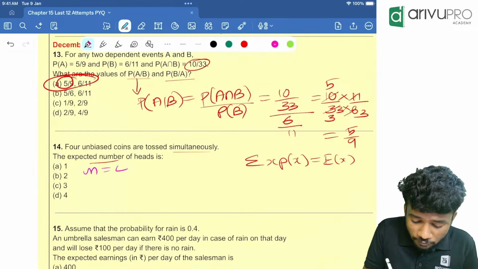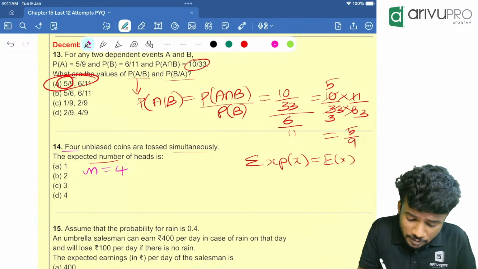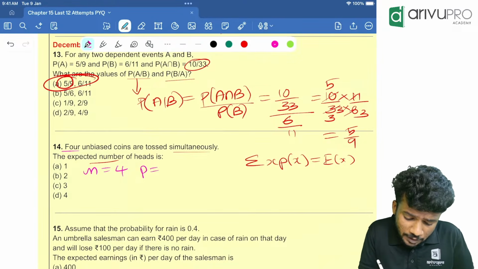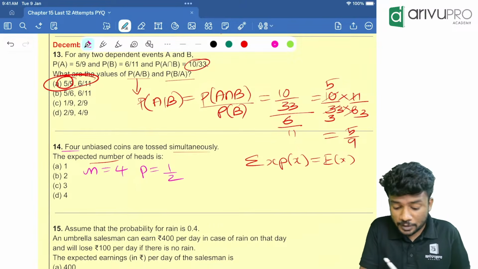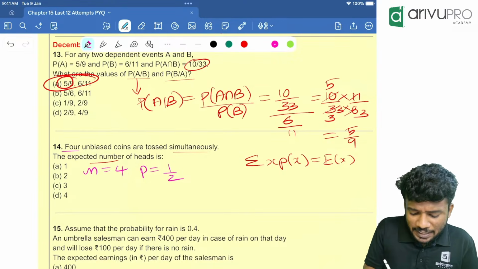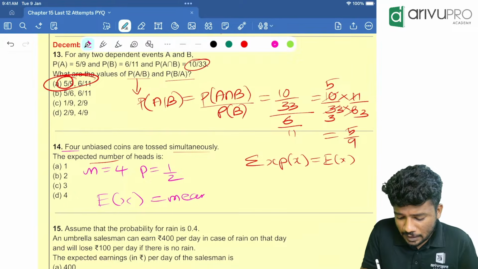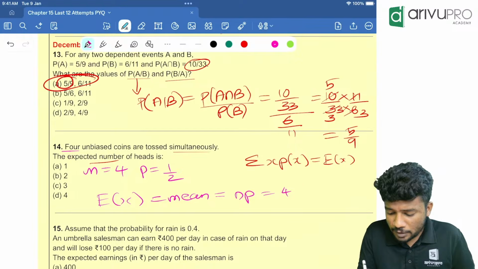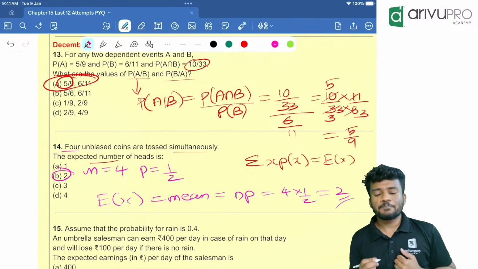N is equal to 4. 4 unbiased dice are there, correct? Then what is the expectation of x is the question. Expectation means the mean. P is how much here? P is the probability of getting a head in a single throw, which is 1 by 2. Correct? Head, tail will be there. So probability is 1 by 2. From that, mean or expectation of x, E of x, is nothing but our mean. What is the formula? NP, which is equal to 4 into 1 by 2. 4 into 1 by 2 is nothing but 2. Option B is your answer.